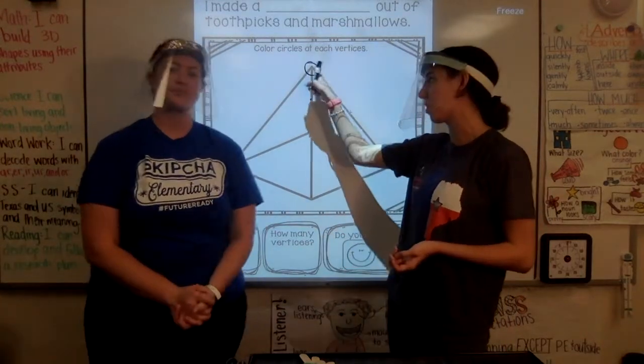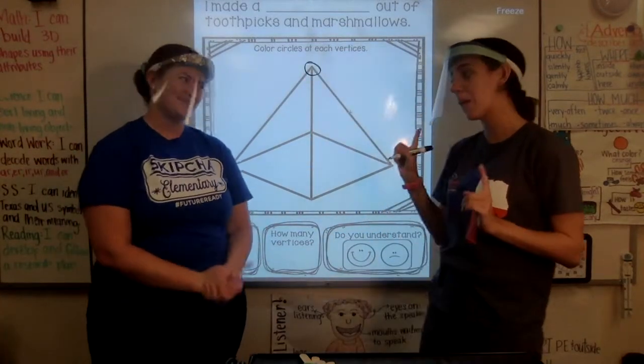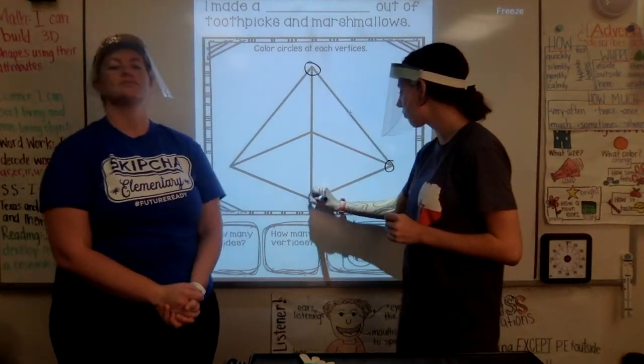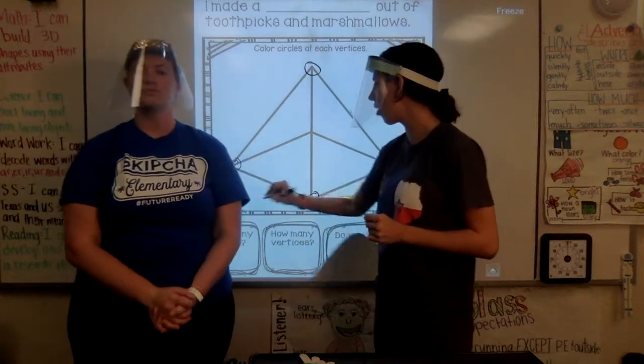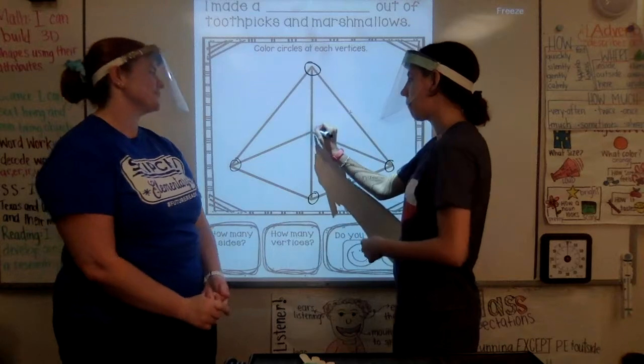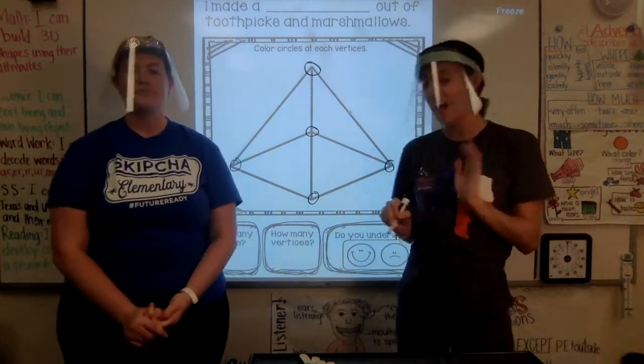Not all of our shapes with a pointy top have a vertice up there, but a pyramid does. So we have 1, 2, 3, 4. Oh, and I can't forget about the one back here that makes that square base. And so I would have 5 vertices.